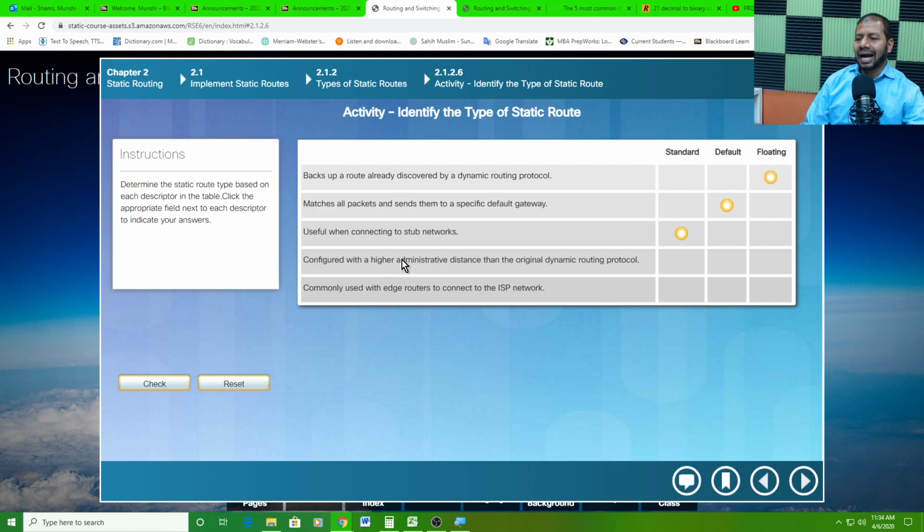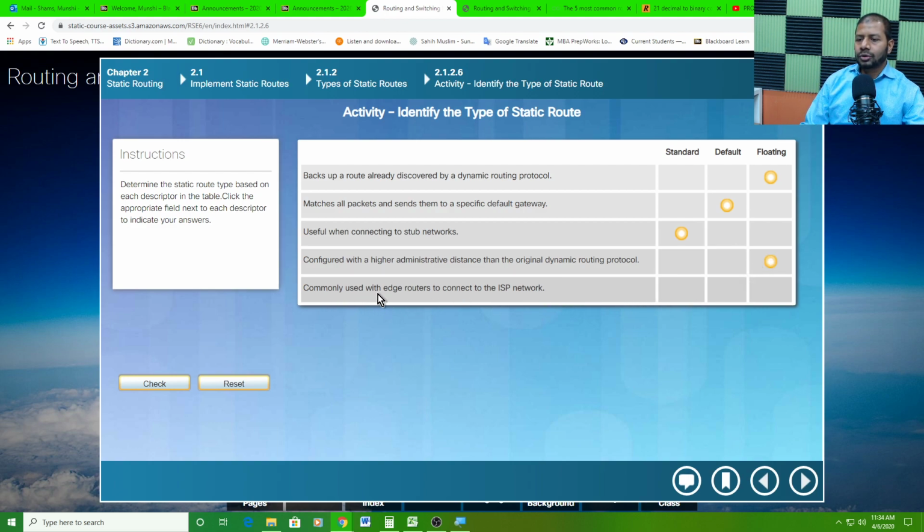Configured with a higher administrative distance than the original dynamic routing protocol. When do you use a higher administrative distance? Meaning it's a backup route. It's not a preferable one, but a backup one. That will be a floating route.